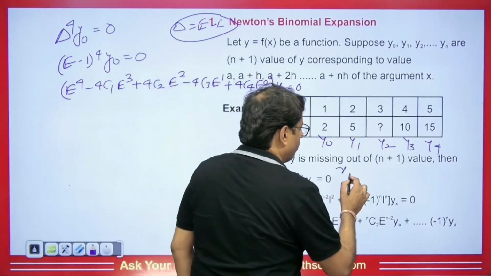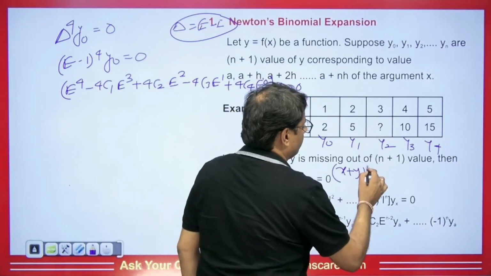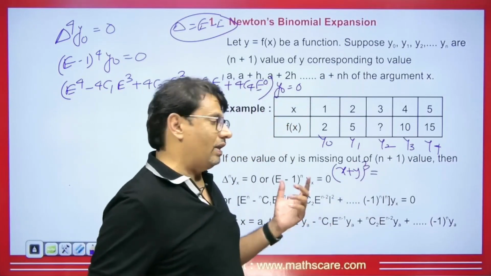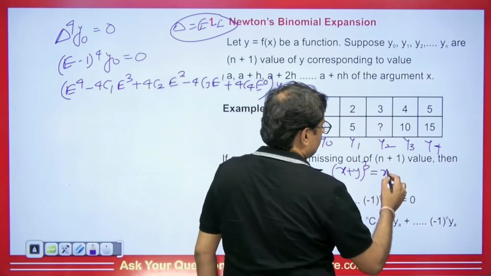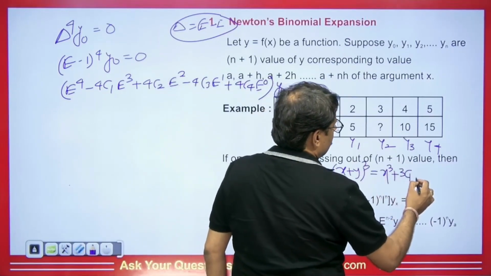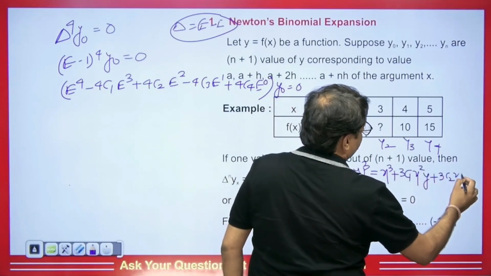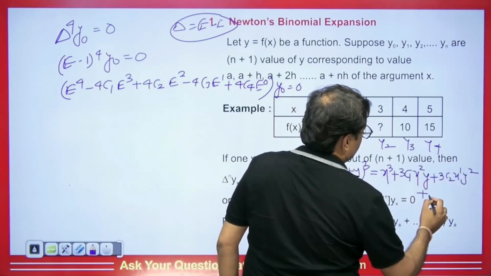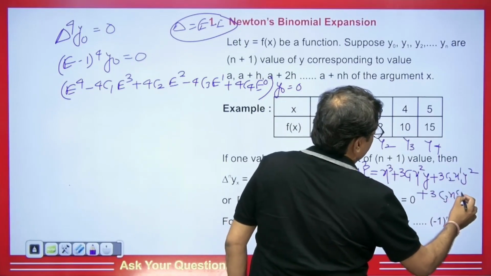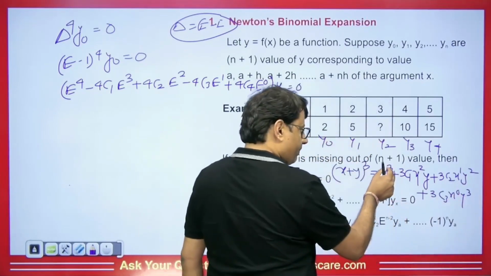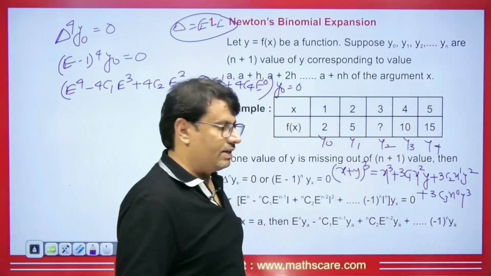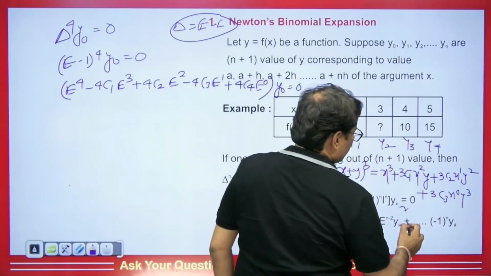I'm trying to tell you that if you have to find the formula for (x + y)^3, we learned this in 12th grade. What is it? We write this as x^3 + 3C1 x^2 y + 3C2 x^1 y^2 + 3C3 x^0 y^3. You remember, right? The power of x will decrease and the power of y will increase. This is the concept. Then we will write it as x^3.